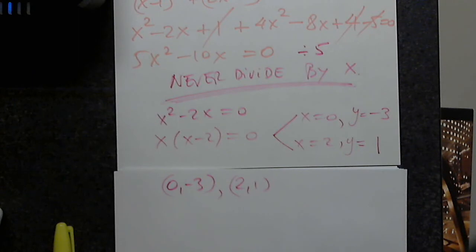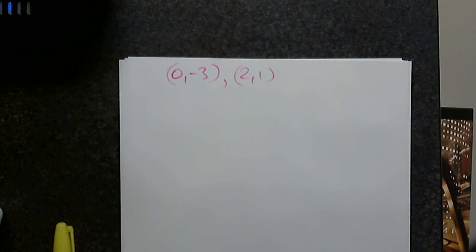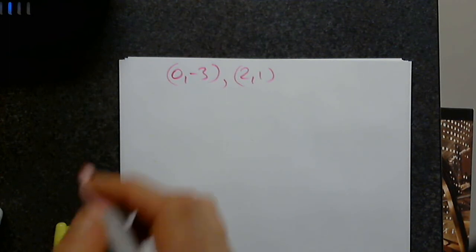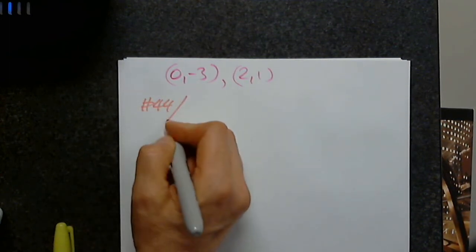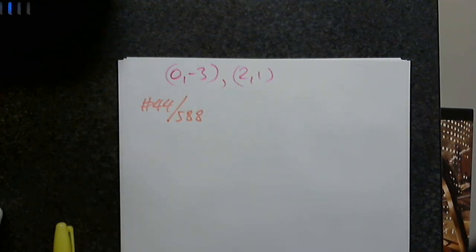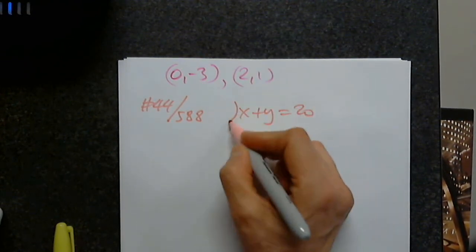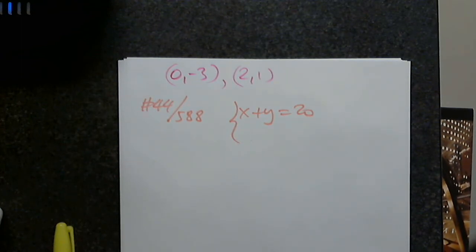The sum of two numbers is 20, and their product is 96. Find the numbers. Let's read it one more time. Problem 44 on page 588. The sum of two numbers is 20. Please dictate. And their product is 96. Please dictate.